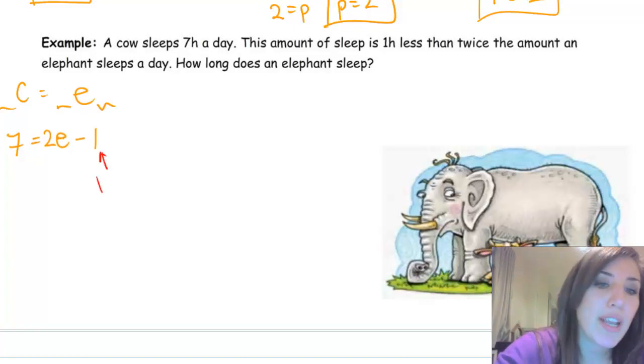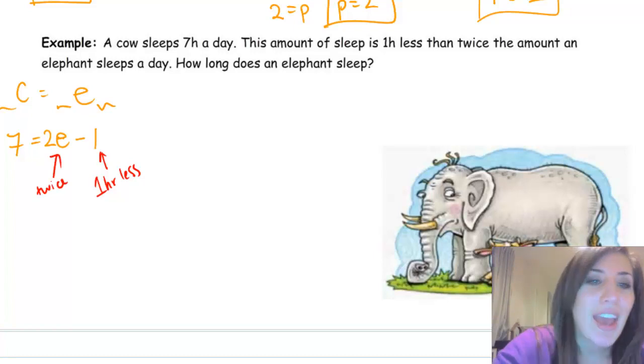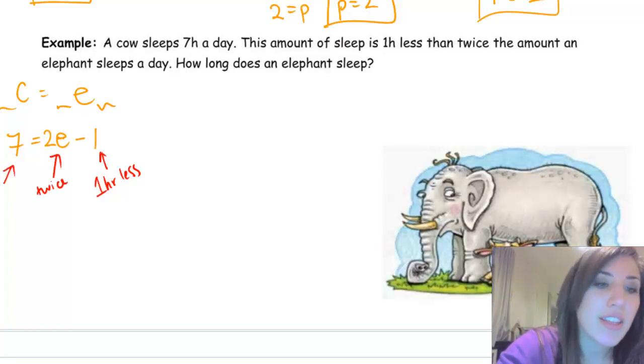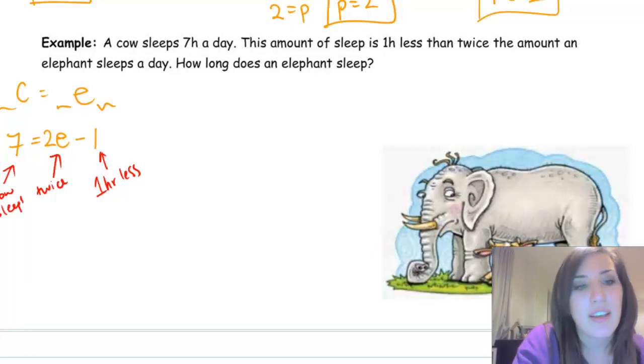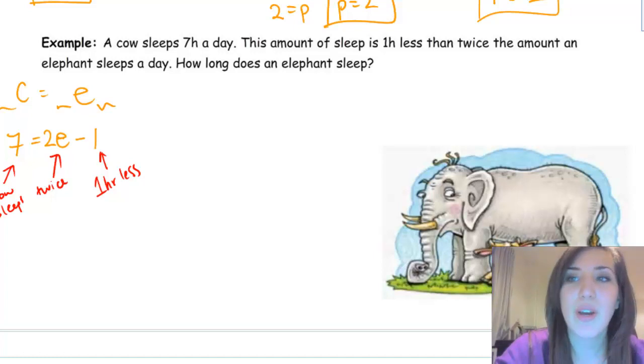Here, this means 1 hour less. This means twice the amount of the elephant. And the E means elephant, and this would be how long the cow sleeps, 7 hours. So the cow sleeps the same amount, so equal to 2 times an elephant minus 1 hour. So there we go. We've double checked that we figured out our equation.